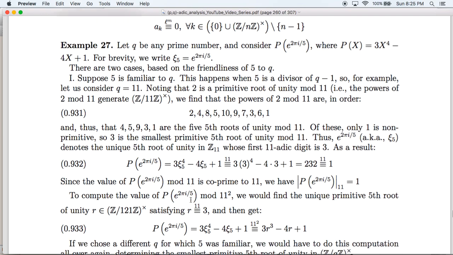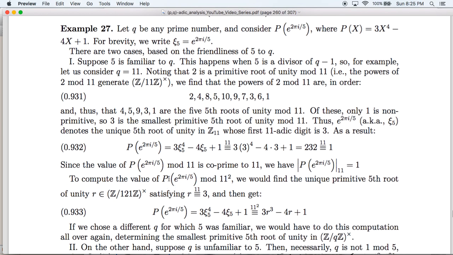So let's do a Hensel lift. To compute the value of the polynomial mod 11 squared, we would need to find the unique primitive fifth root of unity in Z mod 121Z which is congruent to 3 mod 11, and so on.